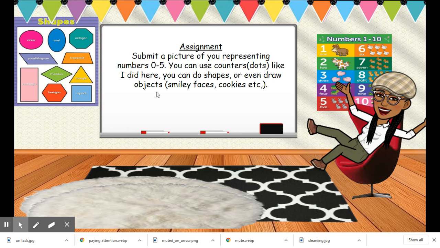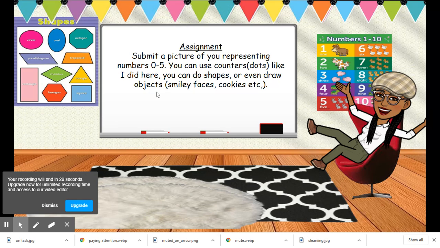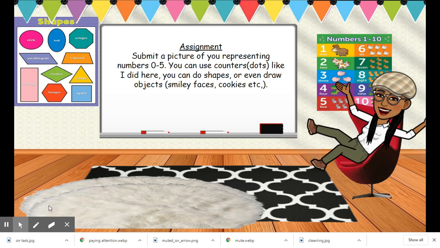All right, now you're going to go to your assignment. So you're going to submit a picture of you representing numbers 0 through 5. You can use counters, which were the red dots like I did, or you can use shapes, or even you can draw objects like smiley faces or cookies. It's up to you. I cannot wait to see what you do.